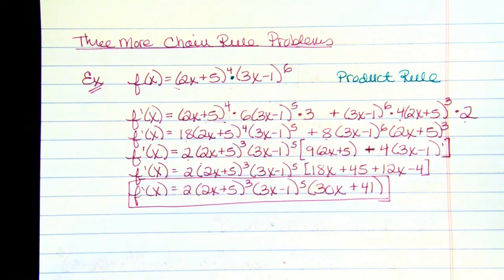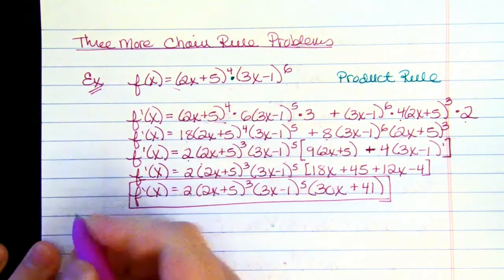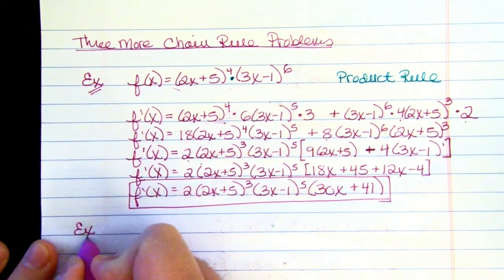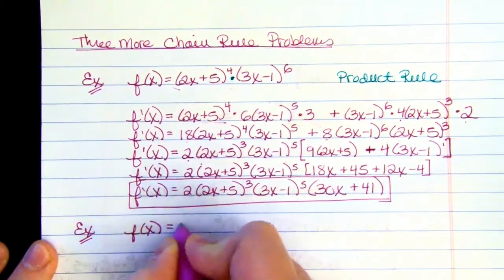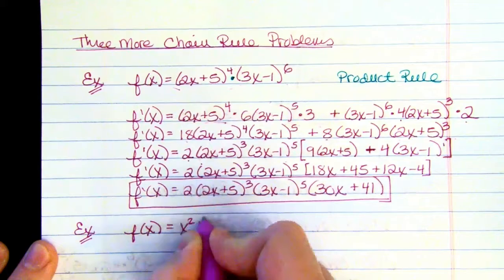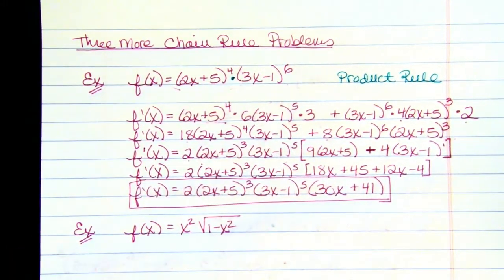So I have 3 total chain rule problems I want to show you here, and they go in order: hard, harder, hardest. So this was the tough example. Let me show you a tougher one. f(x) = x² times the square root of (1 − x²). Take a moment and copy that down.